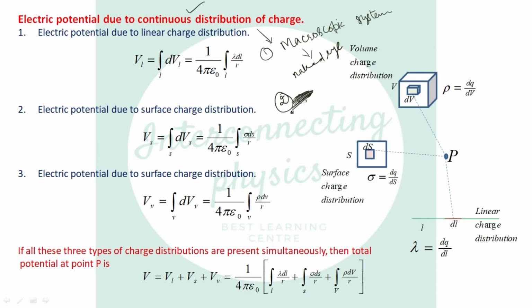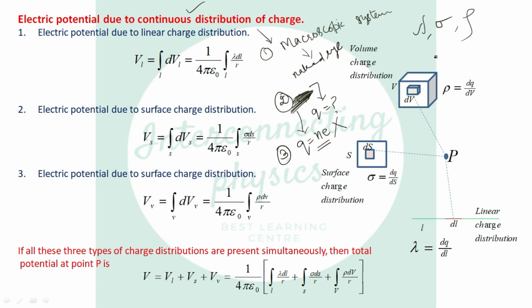We see continuous distribution. Means we don't know how many charges are present over here: 10 charges, 20 charges, 100 charges. We don't know how many charges are present in the continuous distribution of charge. So number 3, the quantization principle, that is Q equal to NE, fails here. So if we want to know how many charges are present, we take the help of charge densities, that is linear charge density, surface charge density and volume charge density.